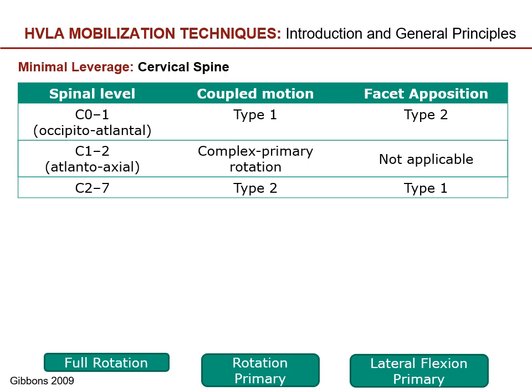In the first column, you have your spinal level, C0, C1, C1, C2, and C2 through C7 representing the lower cervical spine. In the middle column, you have the labeled natural coupled motions that occur with each of these spinal segment regions. We denote the osteopathic labeling of type 1 versus type 2. The type 1 is when the side bending and/or rotation occur in the opposite direction of one another, and type 2 is when they occur in the same direction.